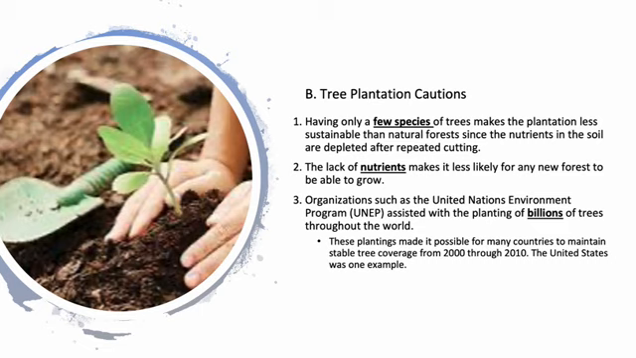But there are a couple of things we need to be careful with when looking at tree plantations. So when we only have one species of trees, it makes the plantation less sustainable than a natural forest since the nutrients in the soil are being depleted after repeated cutting. There's also a lack of nutrients, and it can make it less likely for any new forest to be able to grow.